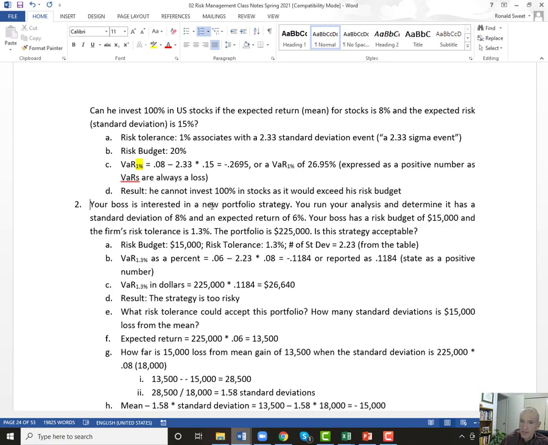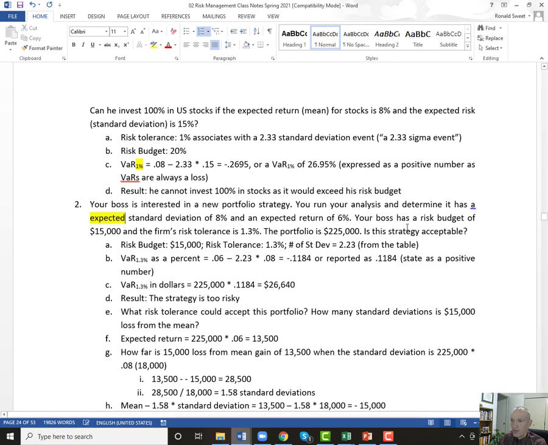Let's try this second one. Your boss is interested in a new portfolio. You determined that it has a standard deviation of 8% and expected return of 6%. So I switched these two. Don't let that throw you off. Just look at what I gave you. The standard deviation is 8%. Now, I should have said expected standard deviation to be more accurate. Actually, we don't know what the standard deviation in this portfolio is going to be going forward, but we expect it to be about 8%. That would have been a much clearer and more accurate way to state that.